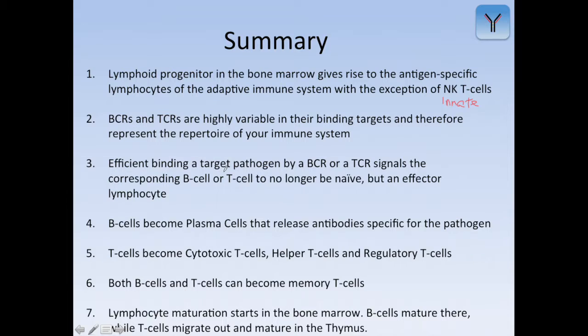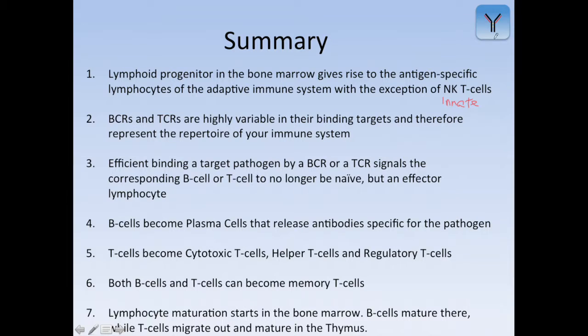Efficient binding of a target pathogen by a B cell receptor or a T cell receptor signals the corresponding B cell or T cell to no longer be naive, but an effector lymphocyte. So for it to become from a naive to an effector lymphocyte, it must bind properly to a foreign antigen. B cells become plasma cells that release antibodies specific for the pathogen.